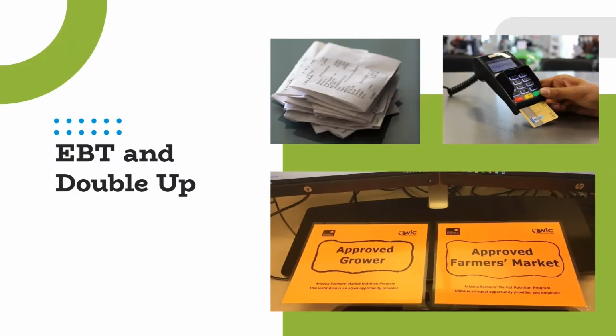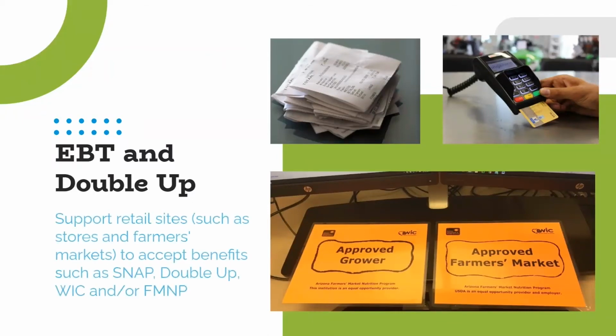PSE changes for EBT, which stands for Electronic Benefits Transfer, and Double Up focus on supporting retail sites, such as stores and farmers markets, to accept various nutrition assistance benefits. These benefit programs include the Supplemental Nutrition Assistance Program, or SNAP, Double Up Food Bucks Arizona, or other SNAP matching incentives, the Special Supplemental Nutrition Program for Women, Infants, and Children, or WIC, and the Farmers Market Nutrition Program, or FMNP, for both WIC families and seniors.